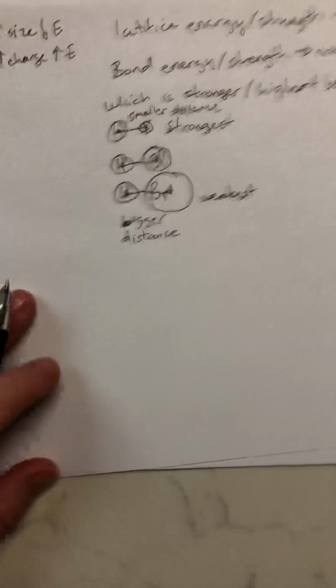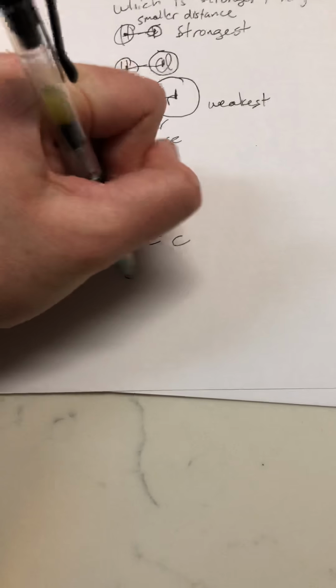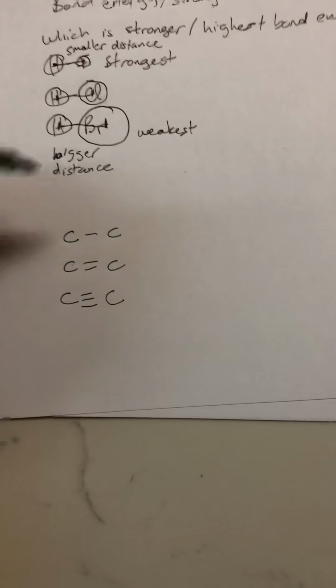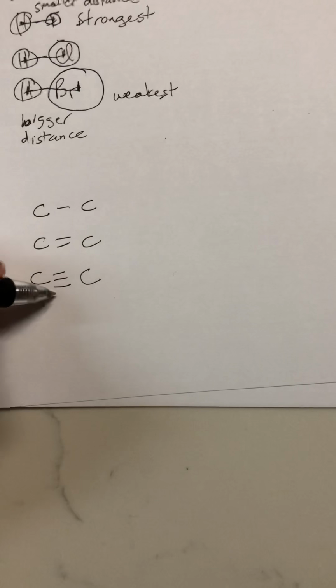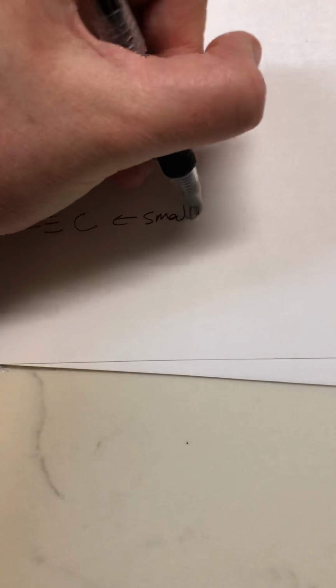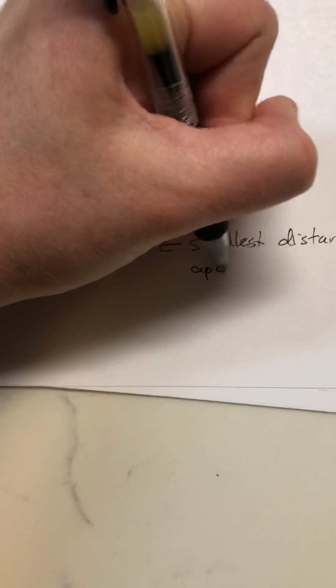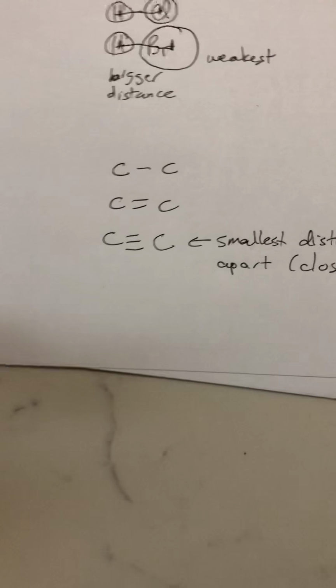Another thing to think about when we're looking at bond energies is whether it's a double, single, or triple bond. The distance between these, as you add more bonds, they get closer together. So this would be smallest distance apart. In other words, these guys are closer together. If these guys are closer together, it's going to take a lot more energy to pull them apart.